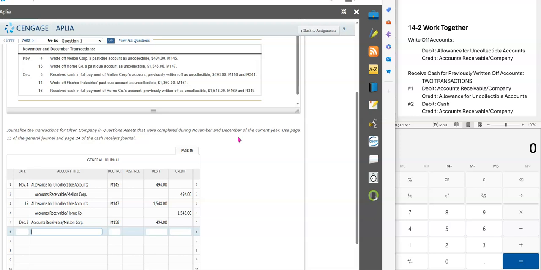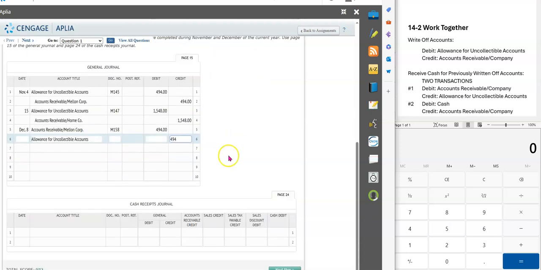So then our credit is allowance for uncollectible accounts because we collected it. So that portion is no longer in there, okay, because it's no longer uncollected. So for $494. Then you go down to your cash journal, and on the same date, so December 8th, and it's going to be a cash debit. So $494 cash debit, and the credit is going to be accounts receivable for the company.